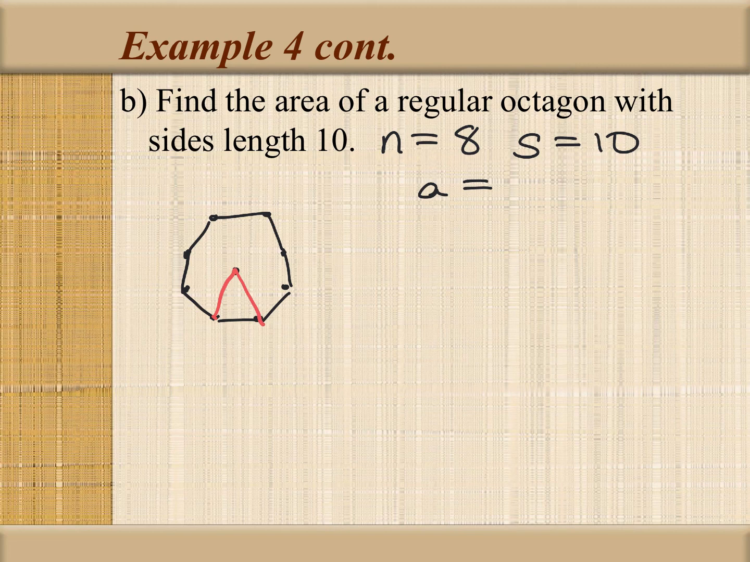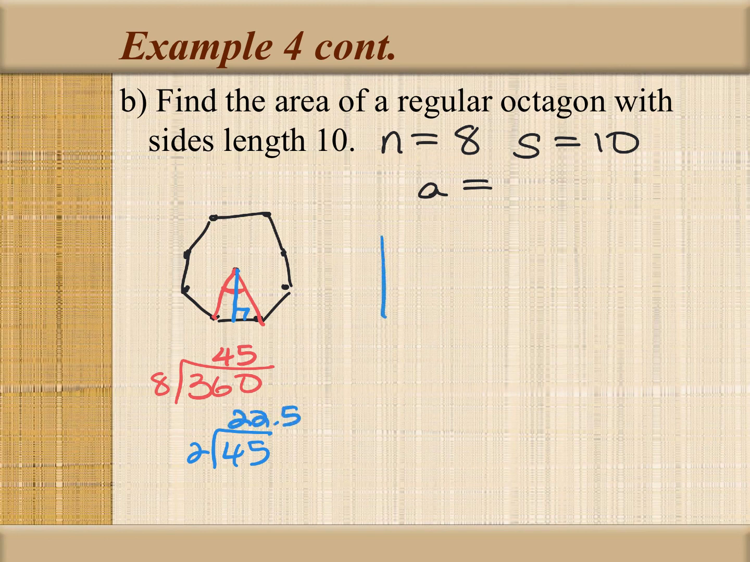I'm going to take 360. I'm going to divide it by 8 because that's how many sides are in an octagon. Once I do that, I get 45. Remember, 45 is the whole thing. Once I draw in the apothem, it splits that 45. So it's 45 divided by 2, and that angle up at the top is 22.5. So now what I'm going to be working with is just this, with a 22.5 angle up here.